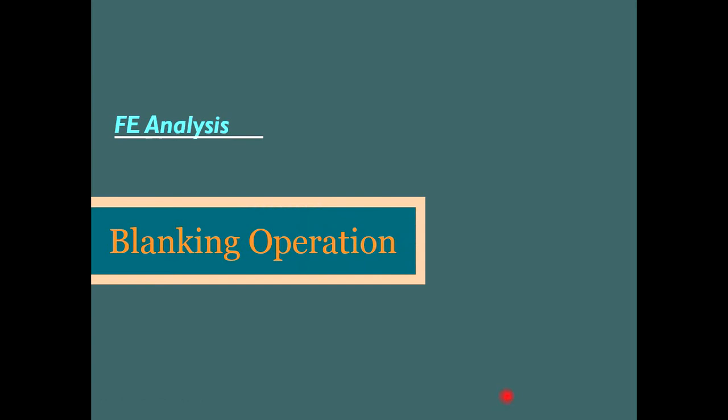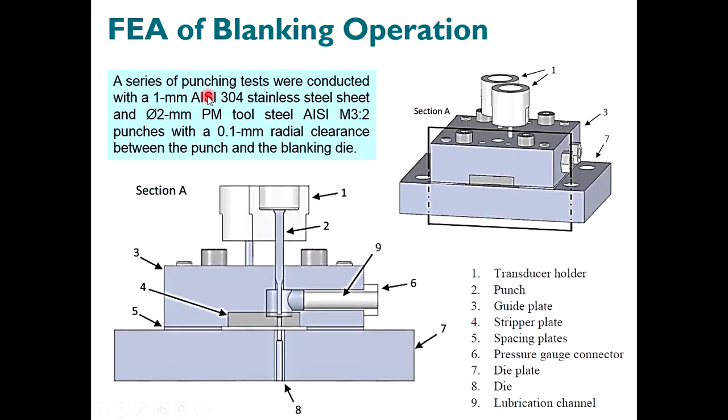So here we look into blanking operations. A series of punching tests were conducted with a 1 mm AISI 304 stainless steel sheet with a diameter of 2 mm, powder metallurgical PM2 steel AISI M2 punches with a 0.1 mm radial clearance between the punch and the blanking die. So this number 2 here is the punch, okay. Number 4 here is the stripper plate, and 5 is the spacing, meaning that the die is number 7. So the workpiece is placed around this area.